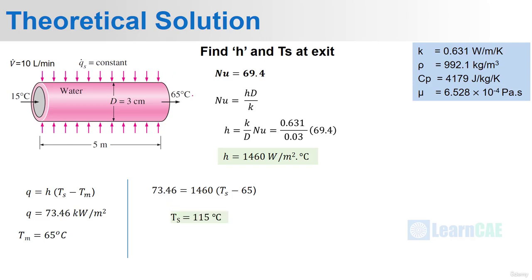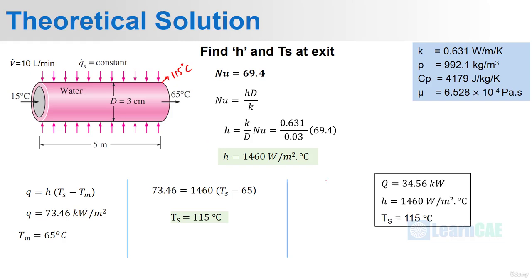It means at the casing or near the walls, the temperature will be 115 degrees Celsius. 60 degrees Celsius is the average temperature at the exit. Actually, at the mid region, it will be still lower than 60 degrees Celsius. Okay. Now we have calculated the convective heat transfer coefficient H and surface temperature 115 degrees Celsius. The net findings are tabulated here: Q, which is 34.56 kilowatt, H and Ts. All three are calculated.